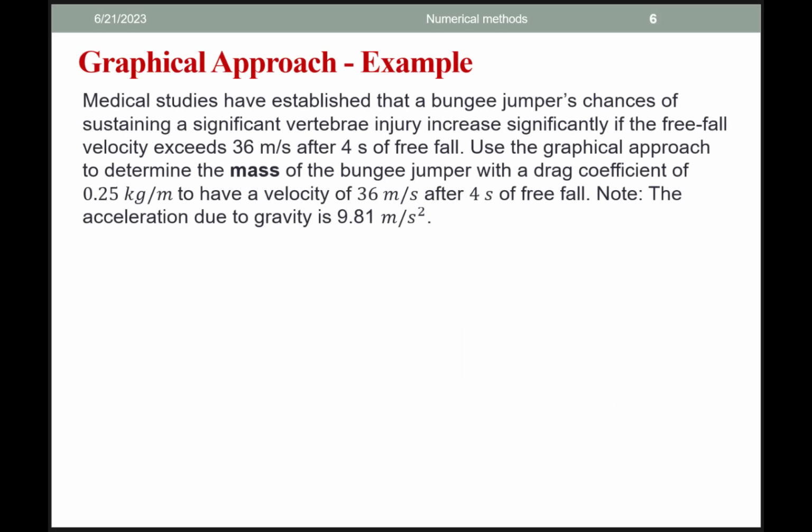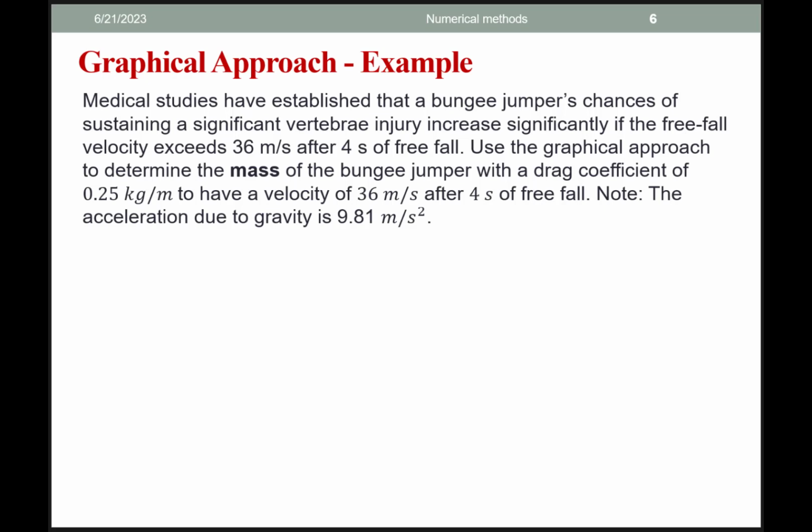So we're going to do a quick example here on this PowerPoint where we have a bungee jumping system. With bungee jumpers, you tie your feet and you jump and then you bounce. There was a medical study that found that your chances of sustaining a significant vertebrae injury increase significantly if the free fall velocity exceeds 36 meters per second after 4 seconds of free fall. So if you fall and after 4 seconds your speed is faster than 36 meters per second, you're at risk of hurting your neck. And that could result in serious injury, or you can get handicapped and so on.